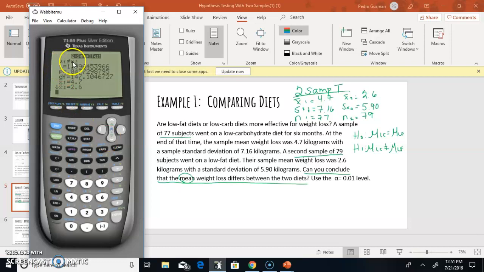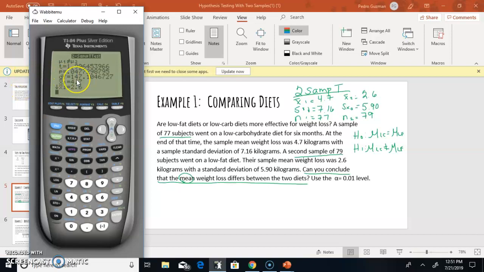It shows you at the top the alternate statement. It gives you the test stat, and then it gives you the p-value. It gives you degrees of freedom. And then it gives you X bar 1, X bar 2, and SX1 and SX2, and N1 and N2. So you can always check to make sure you put the right numbers in if you scroll down.